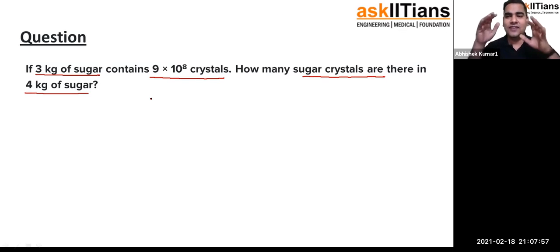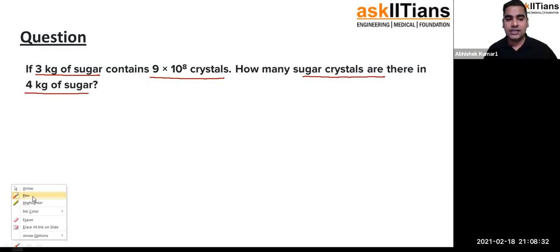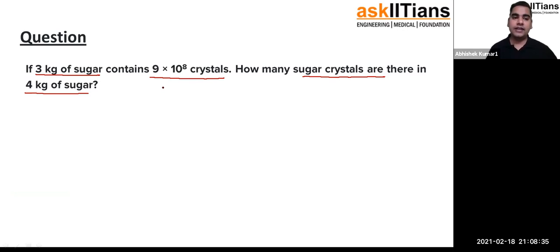So it's a very common thing. If you are increasing the quantity of sugar, automatically the crystals which form sugar are going to increase. Yes or no? If you are having 1 kg of sugar, the number of crystals will be less than 9 into 10 raised to the power 8. That's for sure. If you are taking 9 kg of sugar, or let's say 10 kg of sugar or more, then the number of crystals of sugar will increase. So basically, the total number of crystals directly depends upon the amount of sugar that we have. Yes or no? Which says that the problem is a problem of direct proportion.